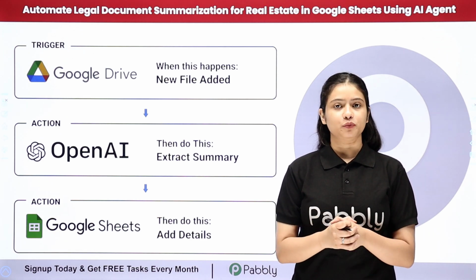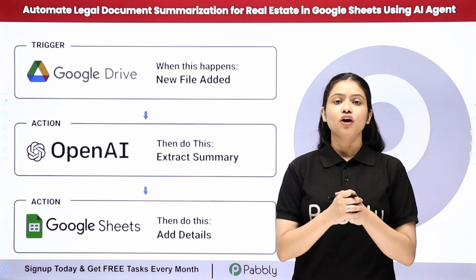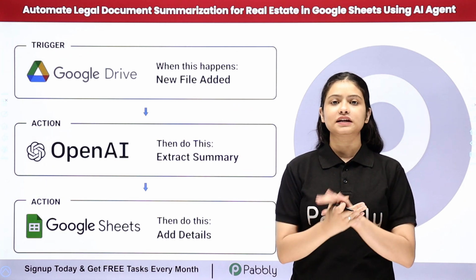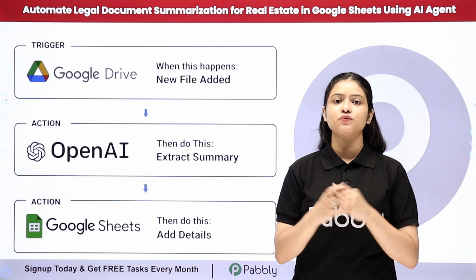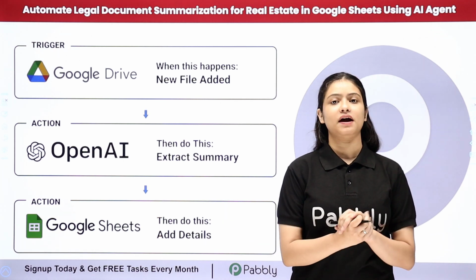Therefore, I have decided to automate it with the help of my AI agent, that is OpenAI and Pabbly Connect. Now, every time a new document is added in my Google Drive folder, automatically with the help of my AI agent, a summary is going to be generated, which is going to be finally recorded for my team members systematically in my Google Sheets.